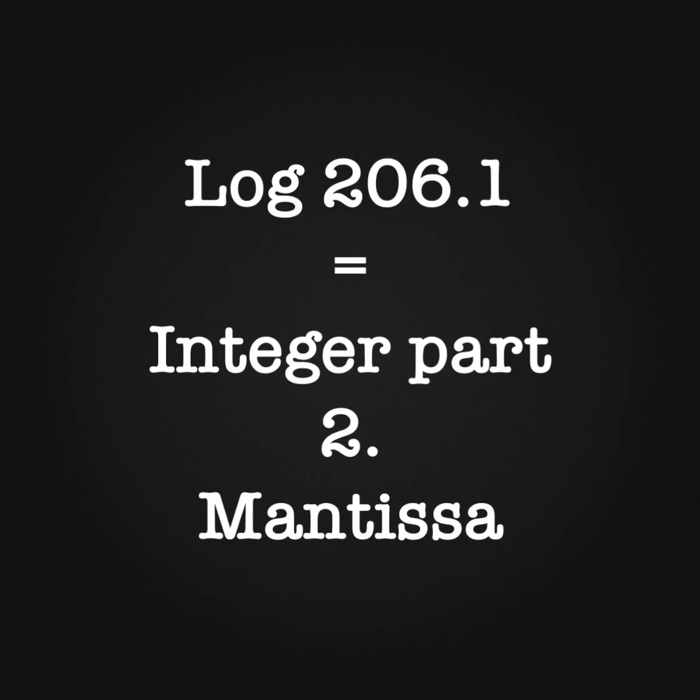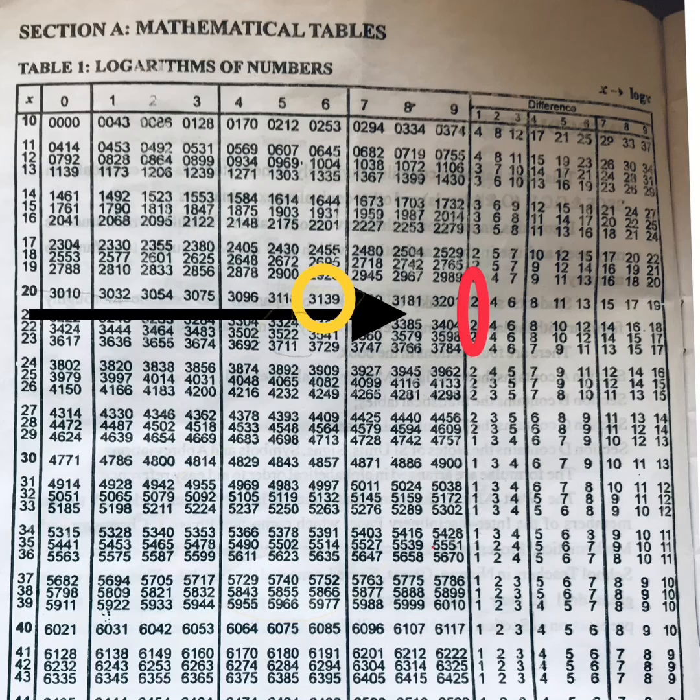Next is to find the mantissa, that is the decimal part. We can use a calculator, we can as well use a table, but I want us to use a table here. So I'm going to show you how it is on the table. Here I have my table, and already I've marked everything needed for this number. The number given to us is 206.1.